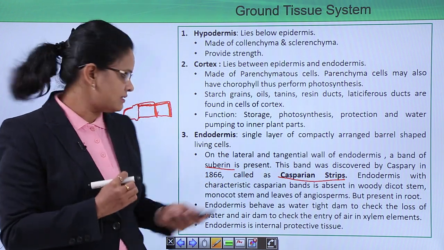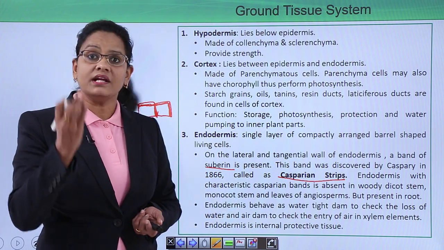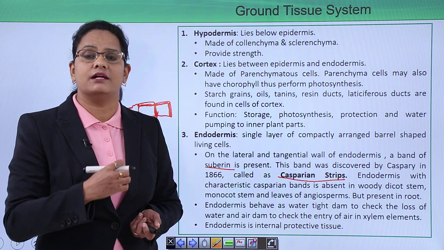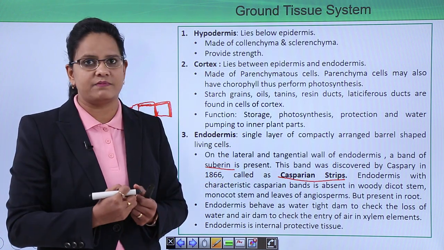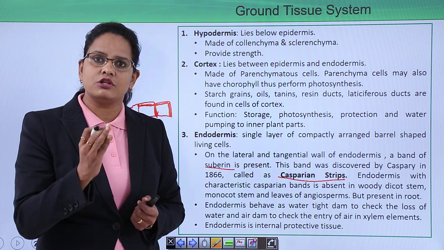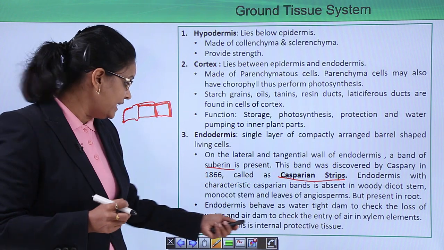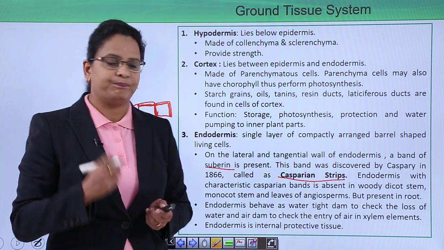Also the same is the case with the air. It acts as an air dam also and checks that the air should not enter the xylem. We know that the xylem forms a continuous band, right? So there should not be air spaces or air bubbles in them. So that is also checked by what? Endodermis. So what is it doing? It is basically an internal protective tissue, right?